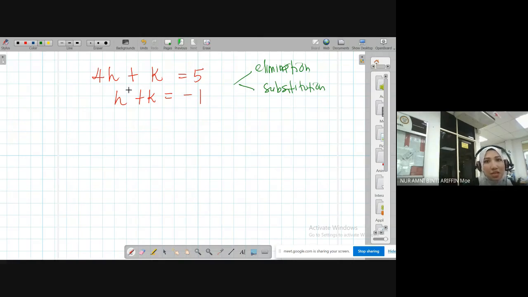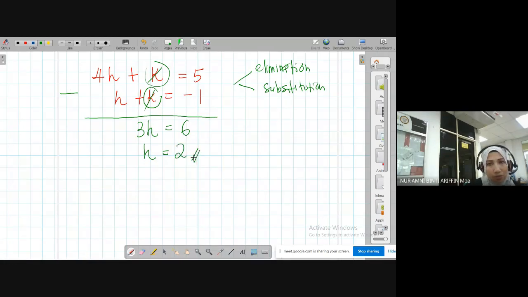Okay, so macam mana nak gunakan elimination method? Okay, you see here, you have to choose, you want to eliminate either one lah. Either you want to eliminate h or you want to eliminate k. Tapi untuk yang ini, easier if you eliminate k, sebab this is single k and then here is single k. So for both equations, you have to minus lah, sebab you nak eliminate, kamu nak singkirkan k dekat situ. So k minus k become 0. So 4h minus h become 3h equal to 5 minus 1 becomes 6. So h become 6 over 3, h is equal to 2.